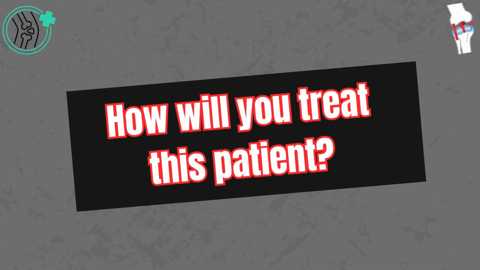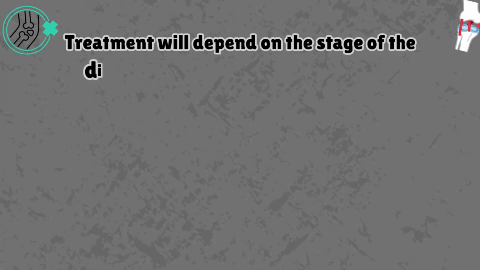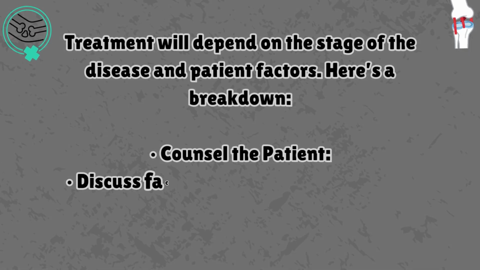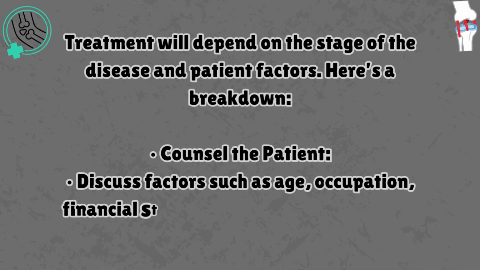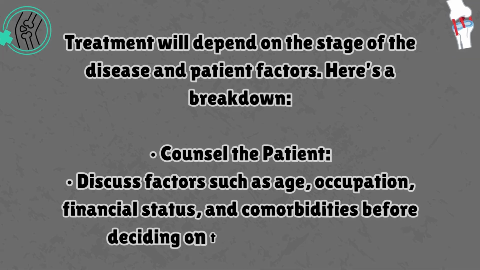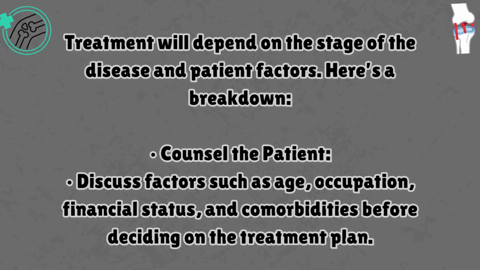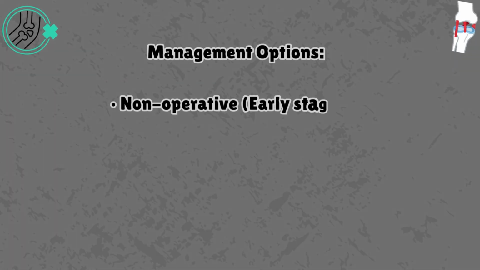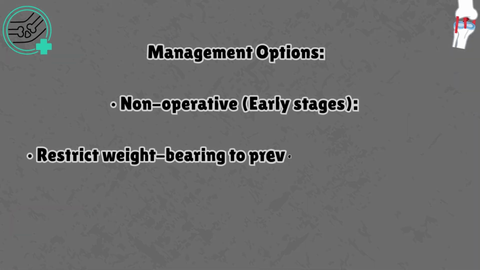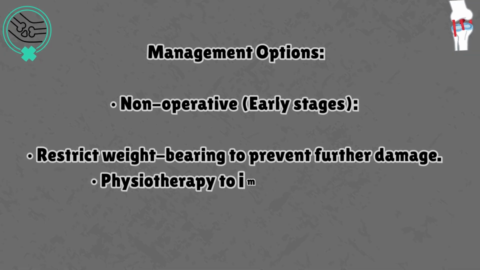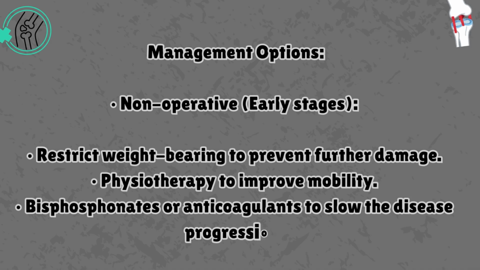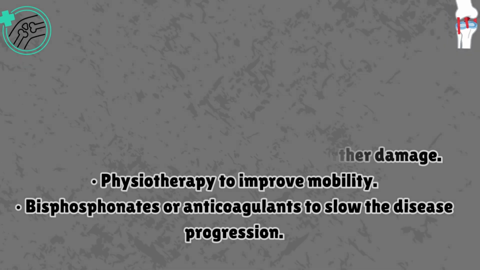9. How will you treat this patient? Treatment will depend on the stage of the disease and patient factors. Here's a breakdown. Counsel the patient. Discuss factors such as age, occupation, financial status, and comorbidities before deciding on the treatment plan. Management options. Non-operative, like in early stages. Restrict weight bearing to prevent further damage. Physiotherapy to improve mobility. Bisphosphonates or anticoagulants to slow the disease progression.